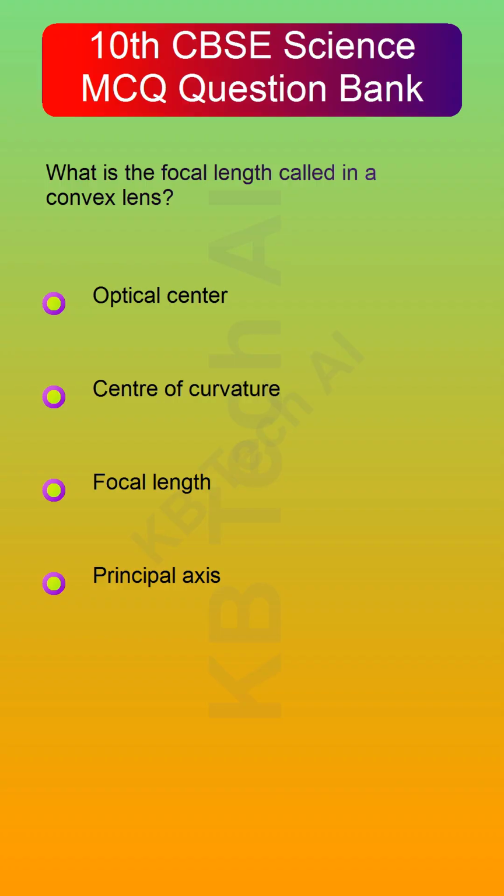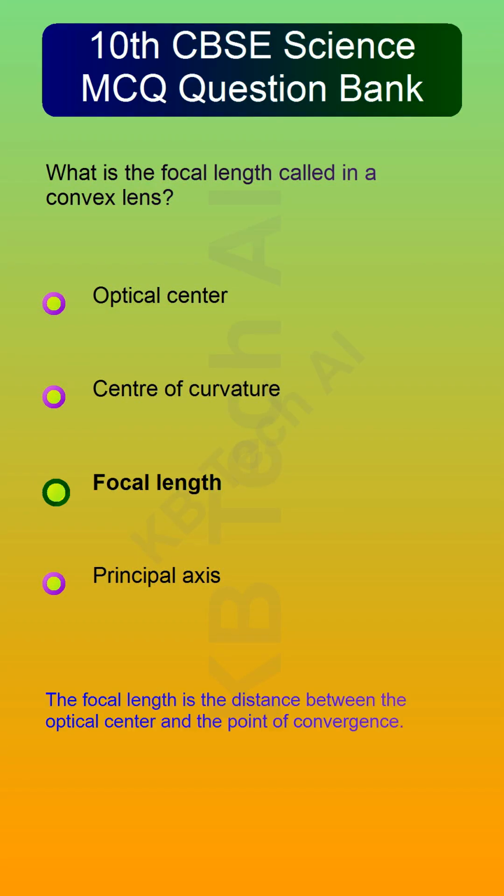What is the focal length called in a convex lens? Option 1, optical center. Option 2, center of curvature. Option 3, focal length. Option 4, principal axis. The answer is option 3, focal length.